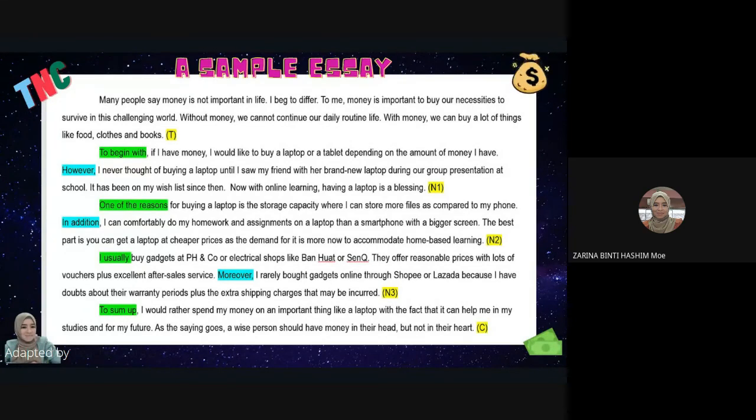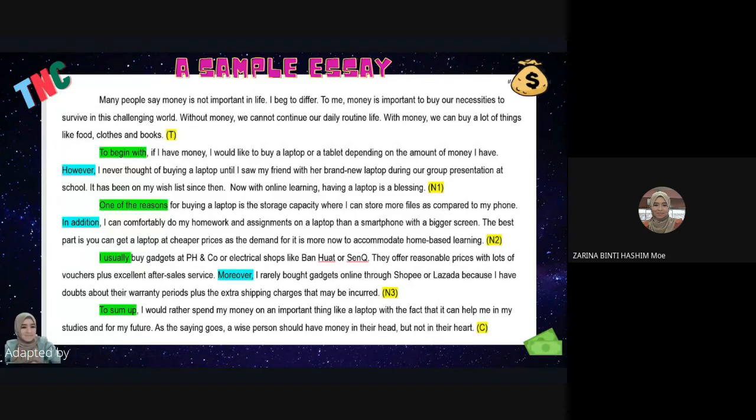And in addition, cohesive devices, I can comfortably do my homework and assignments on a laptop than a smartphone. So you can do your work better on a laptop than a handphone with a bigger screen. So that is the second reason.